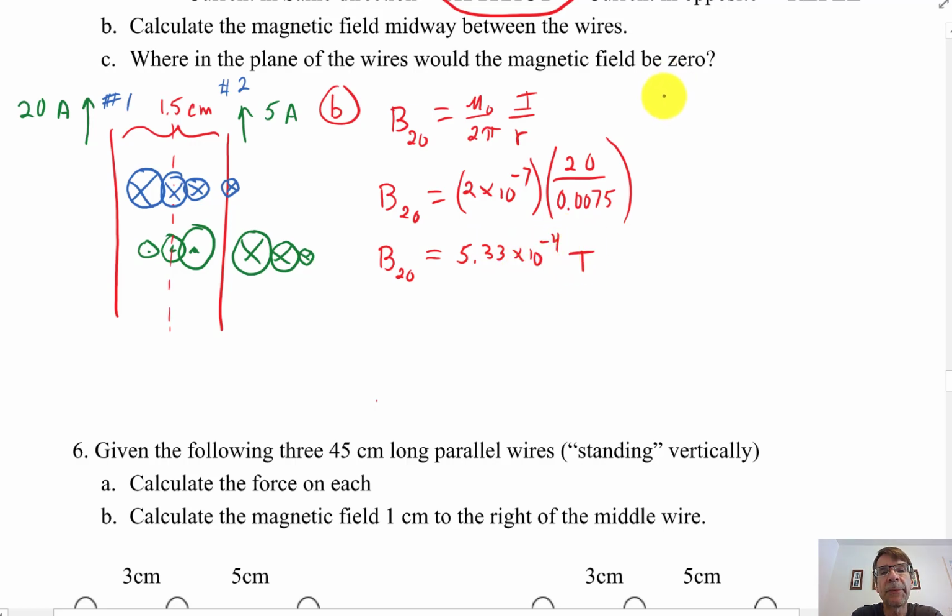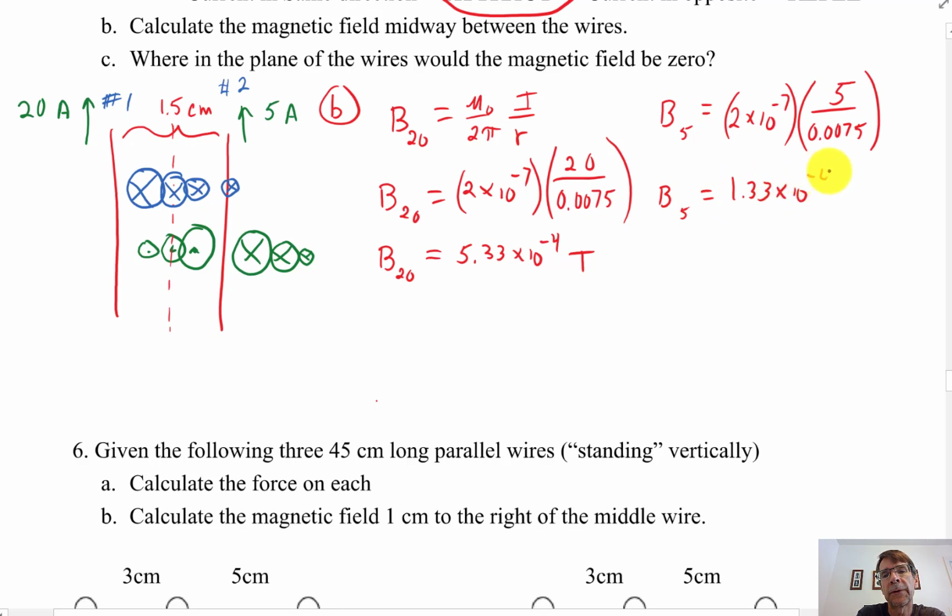Well, I can do the same thing for the green, B sub 5. It's going to be the same computation, but it's going to be 2 times 10 to the negative 7th with one change. It's 5 amps instead of 20 amps. So it's the same distance. Bottom line is you could take 1/4 of that previous answer, or you can just recalculate everything. It's 1/4 of that, which is, if you do the math, 1.33 times 10 to the negative 4th Teslas.